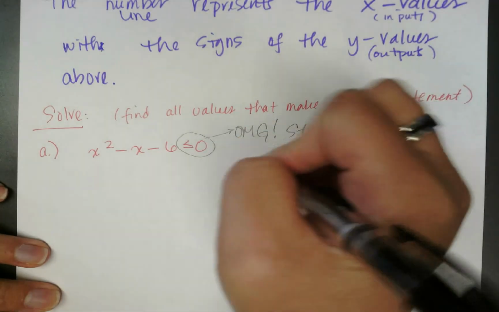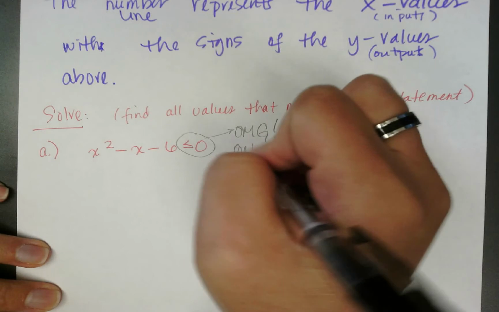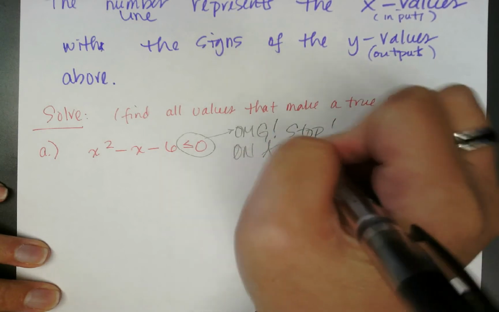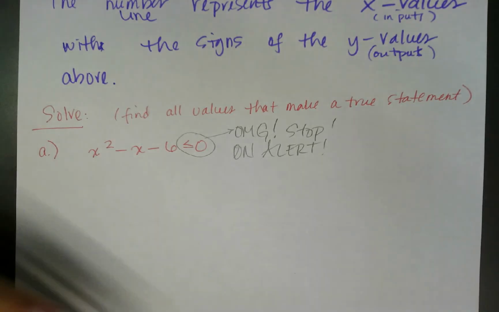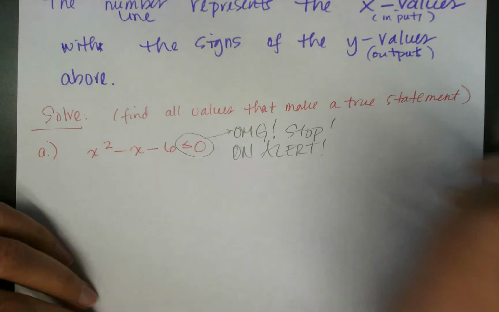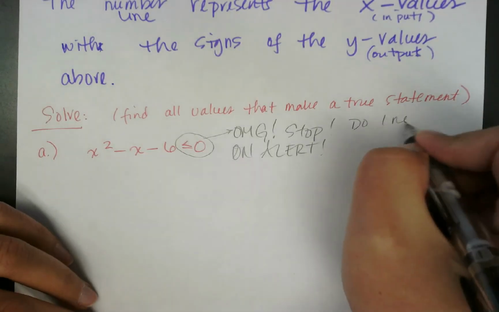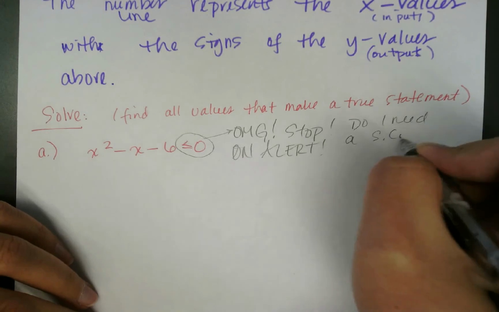Either you need to just be on alert. You need to stop. You could just pause. As soon as you see a less than or greater than symbol, you need to figure out if you need a sign chart or not. Because people forget that you need sign charts. So it's like, do I need a sign chart?